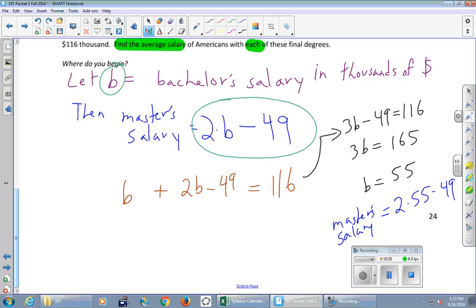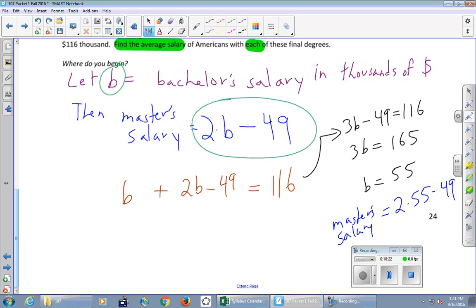And again, what is it? 110 minus 49, what is it? 61? Yeah. And we took a part of this problem that might have been tricky and we made it trivial. Look, all we had to do was find the equation that we wrote that said master's salary equals. It was obvious to us where to go.